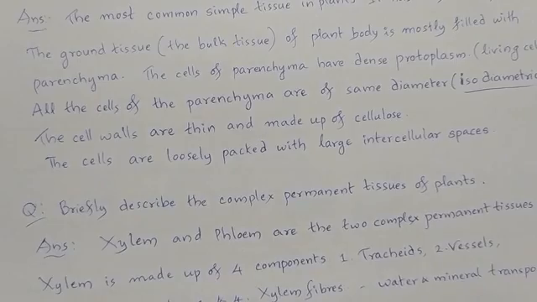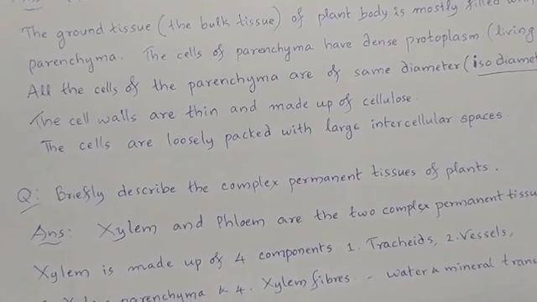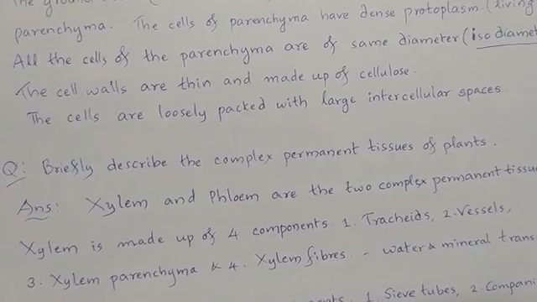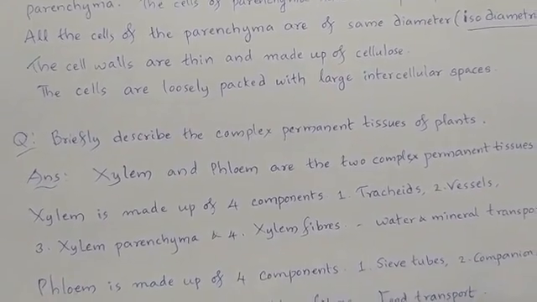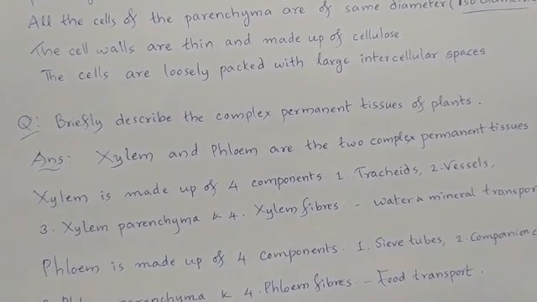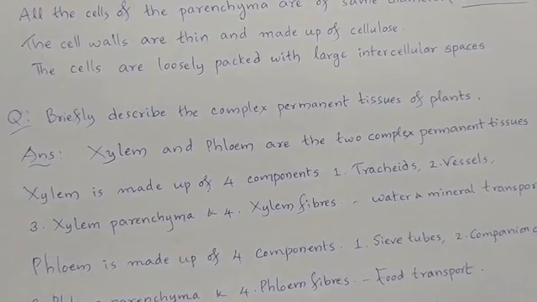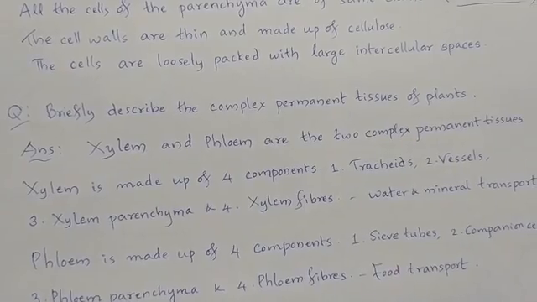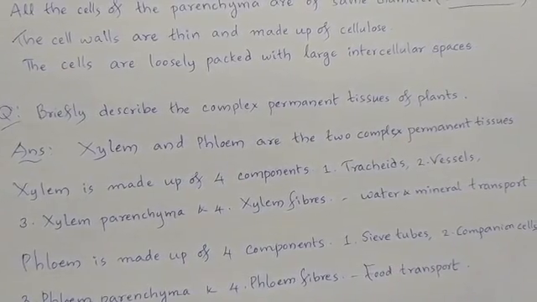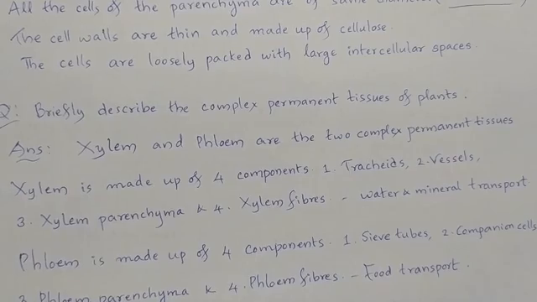Next, briefly describe the complex permanent tissues of a plant body. Xylem and phloem are the two complex permanent tissues. Xylem is made up of 4 components, as well as phloem. What are the 4 components of xylem and phloem? The 4 components of xylem are tracheids, vessels, xylem parenchyma, and xylem fibers.